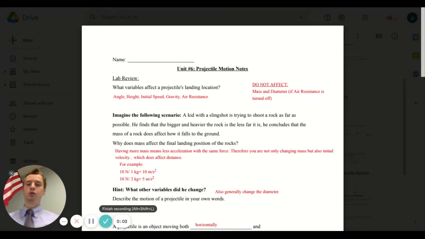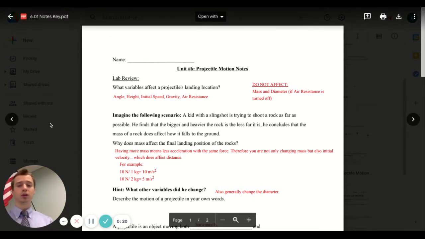So in this video, I'm going to be going through our notes on projectile motion. I'm then going through one example on how to use the kinematics and our knowledge on projectile motion to figure out some problems. So a little bit of review from the lab that you guys should have done virtually.